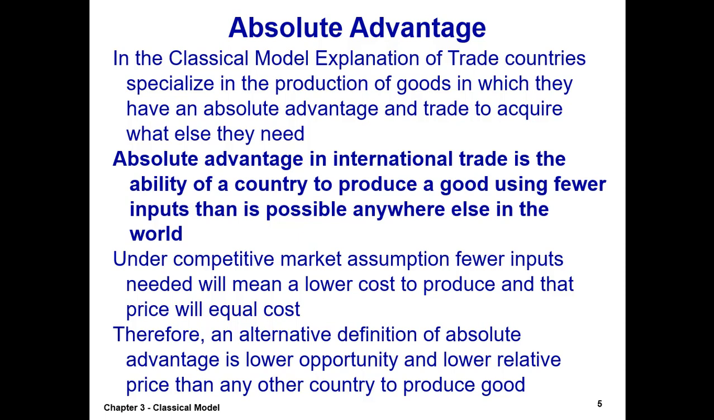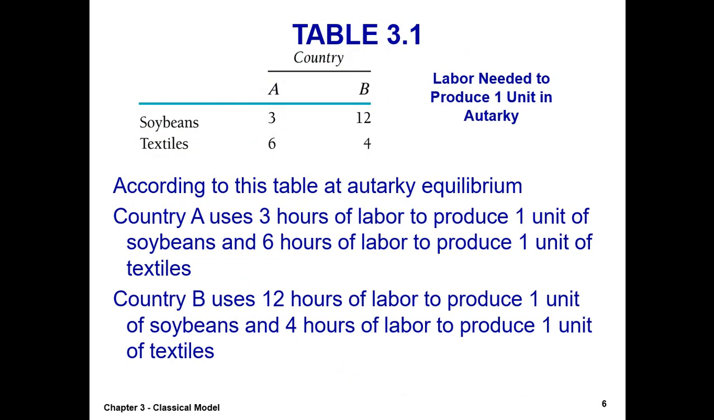The chief description of why countries trade is given by Adam Smith as absolute advantage. And basically it's saying that they're more productive. Under competitive market assumptions, fewer inputs needed means a lower cost to produce the product. They're more productive than the other country. And the tables are used to give you the two products, the two countries, and the amount of labor needed.